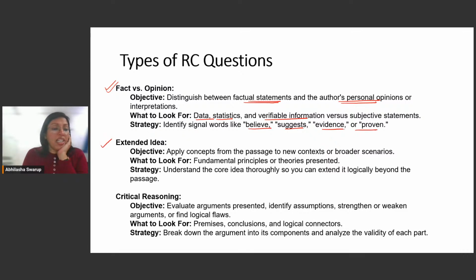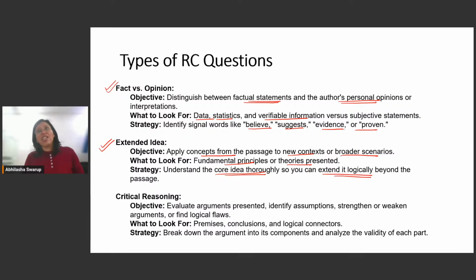Then the extended idea question is the next type of question. It tells you what you will conclude. So you take the concepts from the passage to new concepts or broader scenarios. Look for the author's fundamental principle or theory and then take it forward. The strategy, of course, is to understand the core idea thoroughly so you can extend it logically beyond the passage.